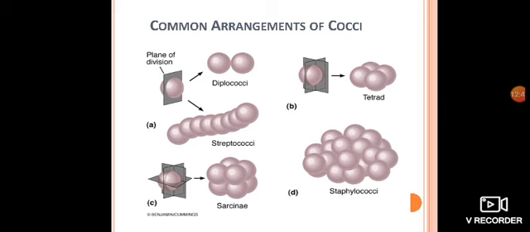So in this slide we easily observe how they are arranged, and on the basis of that we are going to distinguish them. And as per the consideration of the plane, tetrads are divided into two planes, and sarcinae are divided into 3 different planes. We can easily observe this in this slide.